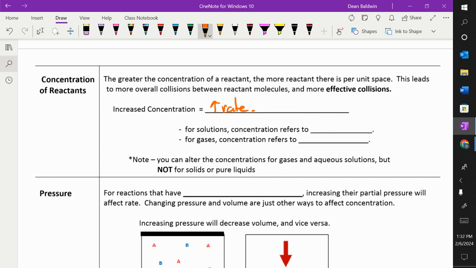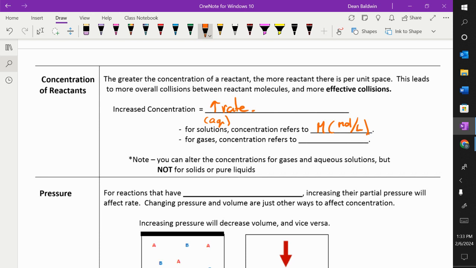If we're talking about solutions, most likely it's going to be aqueous, in water. Concentration refers to, what are the units? Moles per liter. Molarity, which is moles per liter.